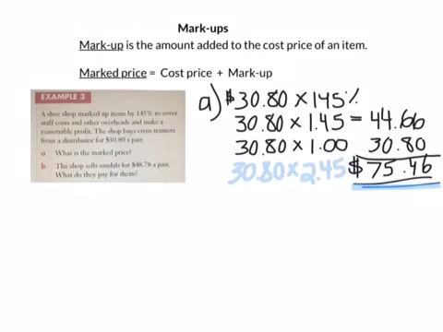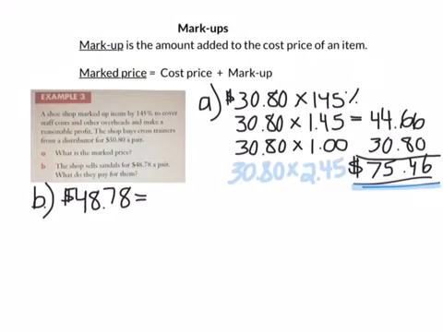Okay, so now onwards to B. B is asking us, the shop sells sandals for $48.78 a pair. What do they pay for them? So this is the opposite to A. They've actually given us the sale price, which is $48.78 a pair. And we know that it's the same 145% markup, okay?